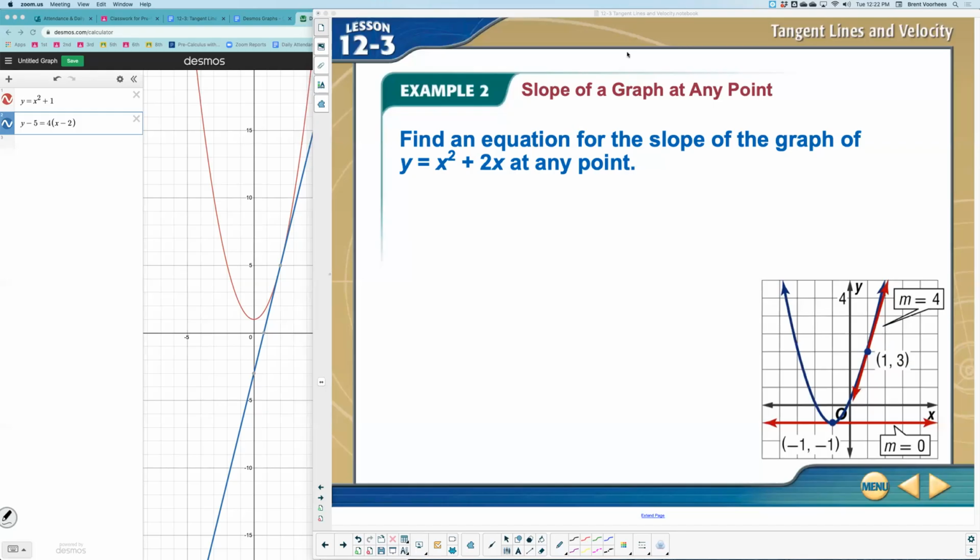All right, example 2. Let's talk about finding the equation that would represent the slope of the graph at any point in time, not just maybe the point 1, 3 like this picture or the point -1, 1. Let's just talk about how would I find the slope at any one point in time.